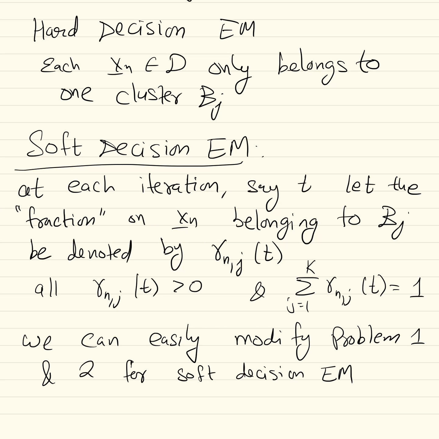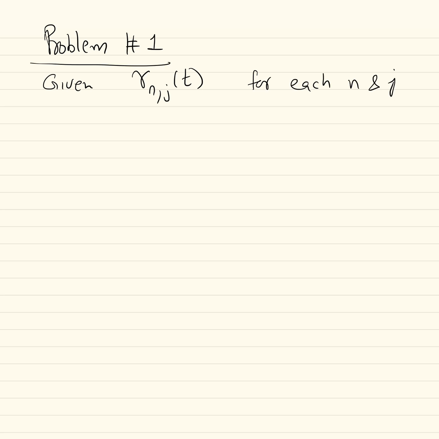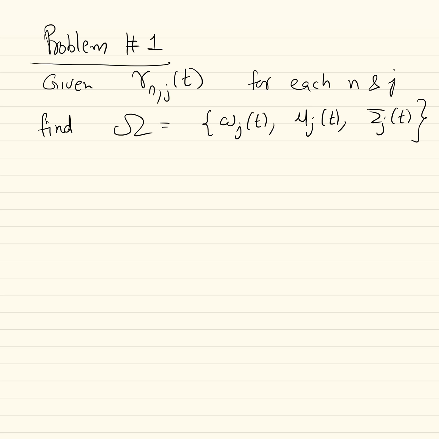Done? Everyone is done? Okay, so let's look at problem 2. Or actually, let's look at problem 1 first. So here we are given gamma nj of t for each n and j. And we want to find omega, which is wj of t, mu j of t, and sigma j of t. We want to find the model parameters, right?